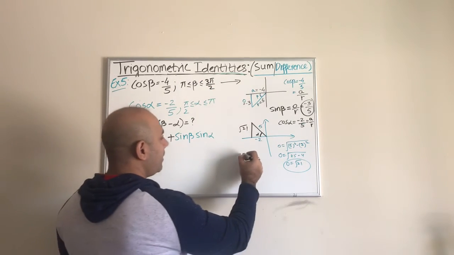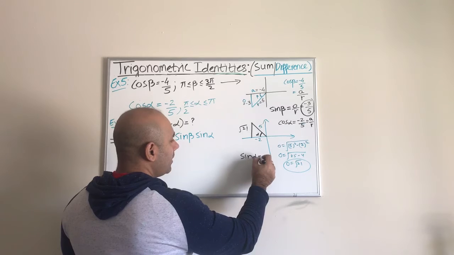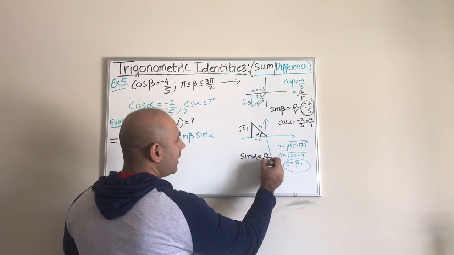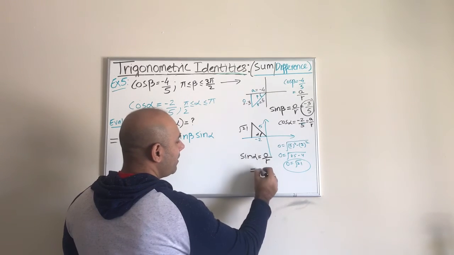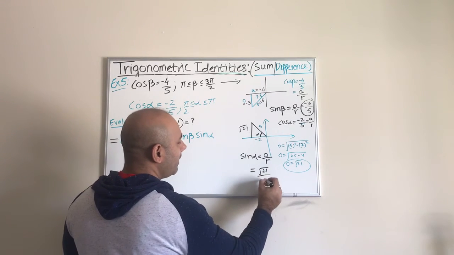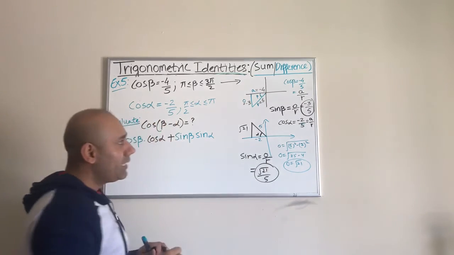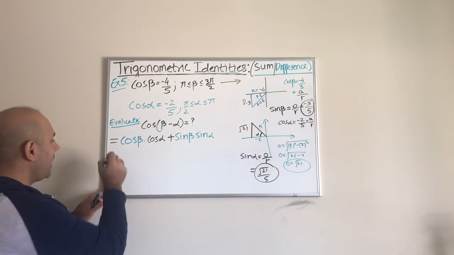Now let us see if we can write the sine of alpha. Sine of alpha is opposite over hypotenuse, or in this case opposite over the radius, and opposite is radical 21, and we divide that by 5. So guys, we have basically everything that we need. So let's bring it back together.